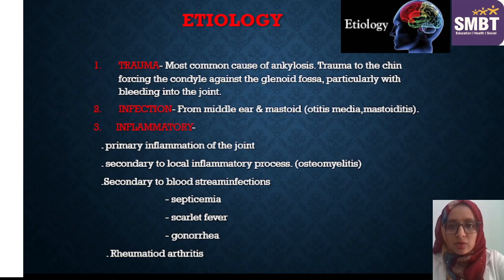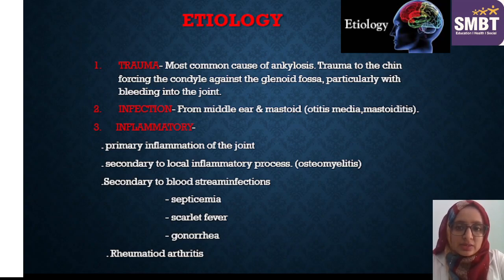Now we'll have a look at the etiological factors causing ankylosis. The most common etiological factor is trauma. This is the most common cause of ankylosis. Trauma to the chin forcing the condyle against the glenoid fossa, particularly with bleeding into the joint, can lead to ankylosis over a period of time.